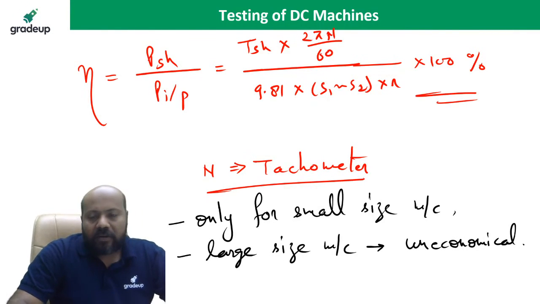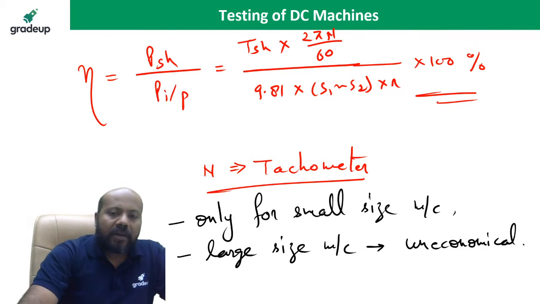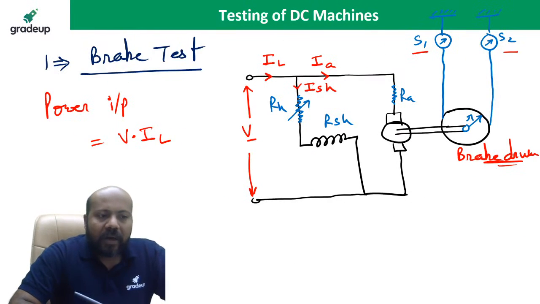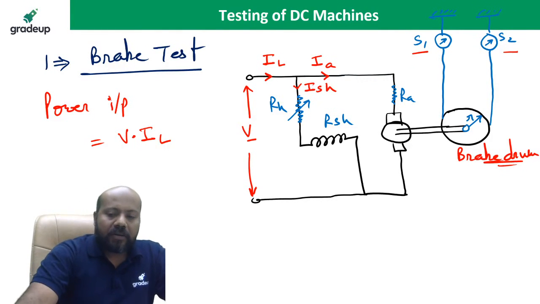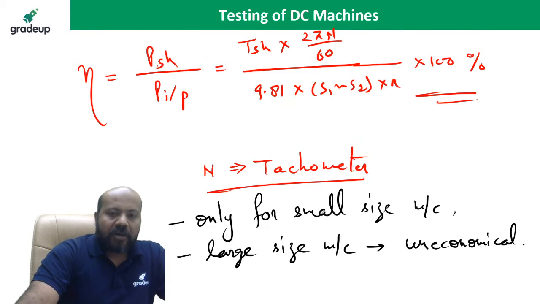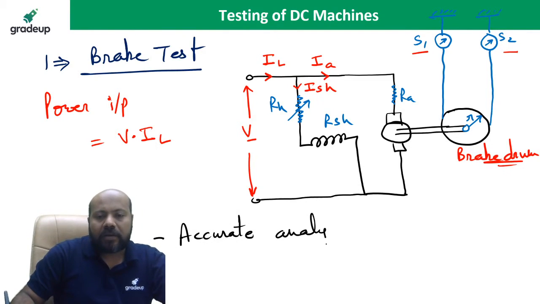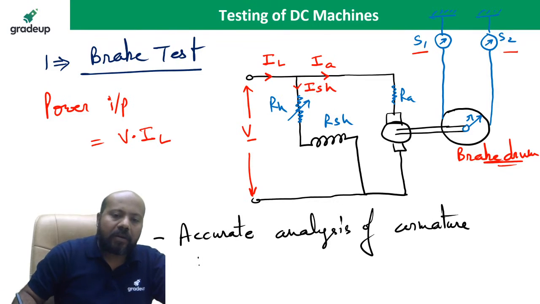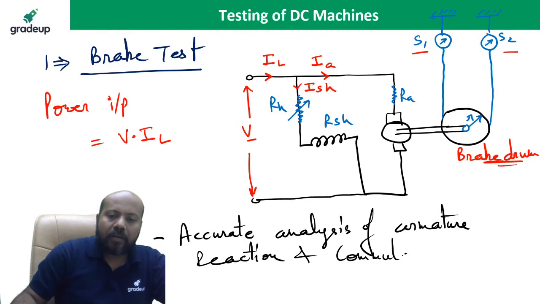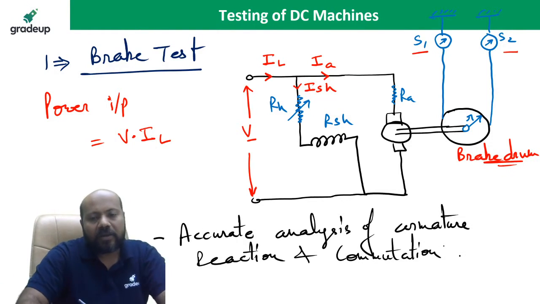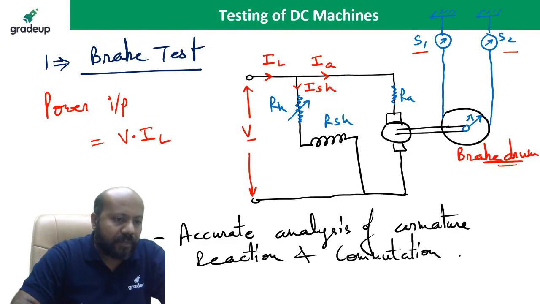Now there is one advantage also. The advantage of this method is that by applying this brake, you are actually putting the machine under load conditions, so you can have an accurate analysis of armature reaction and commutation. Yes, only one candidate is responding, that is Nafis Khan.